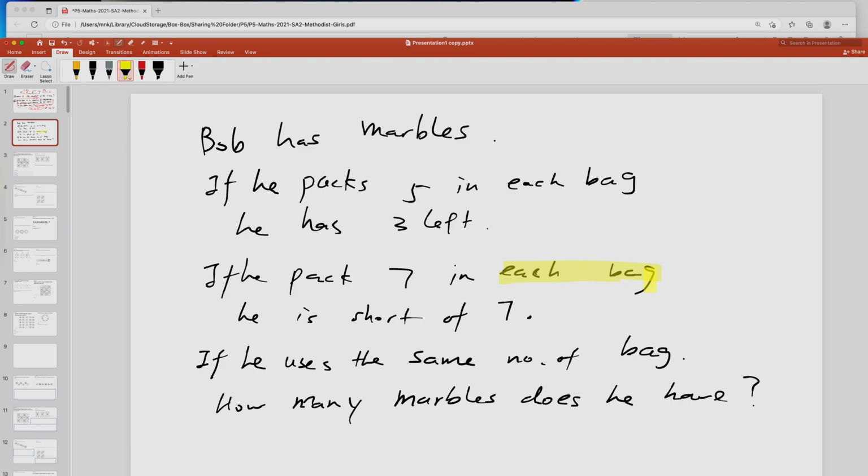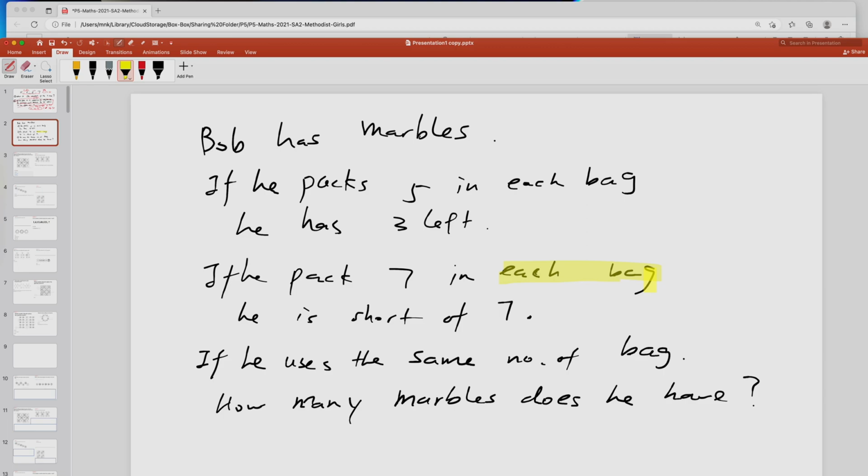U equals to? U equals 5. Okay, but what the question is asking, how many marbles does he have? So where do you circle? They ask how many. No need to erase. Just write the number beside. 5 times 5 is 25. That's why I asked you not to erase.